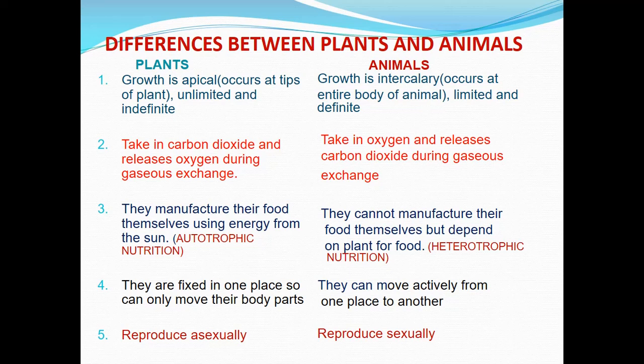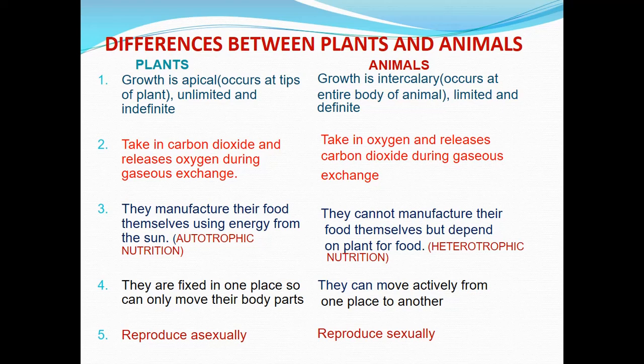Number 2. Under plants, plants take in carbon dioxide and release oxygen during gaseous exchange, while animals take in oxygen and release carbon dioxide during gaseous exchange. That is why when you breathe in oxygen, and when you breathe out carbon dioxide.